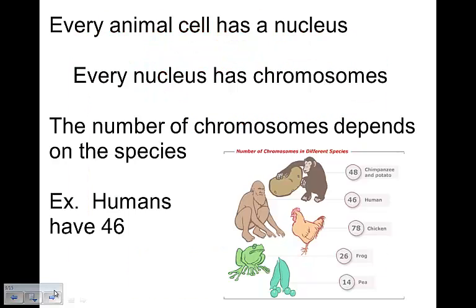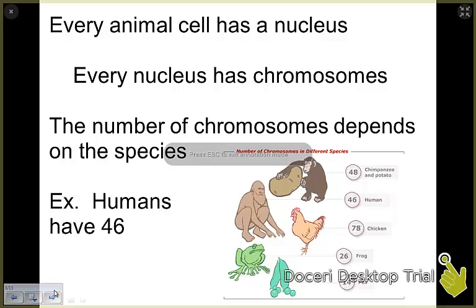All right, so we know that every animal cell has a nucleus. Now remember, animals are prokaryotes, and I'm sorry, back up, that should have sent a big red flare. Animals are eukaryotes, which means they have a nucleus. And every one of those nuclei has chromosomes. Now, what defines us as humans, or any living species as what they are, is the number of chromosomes.